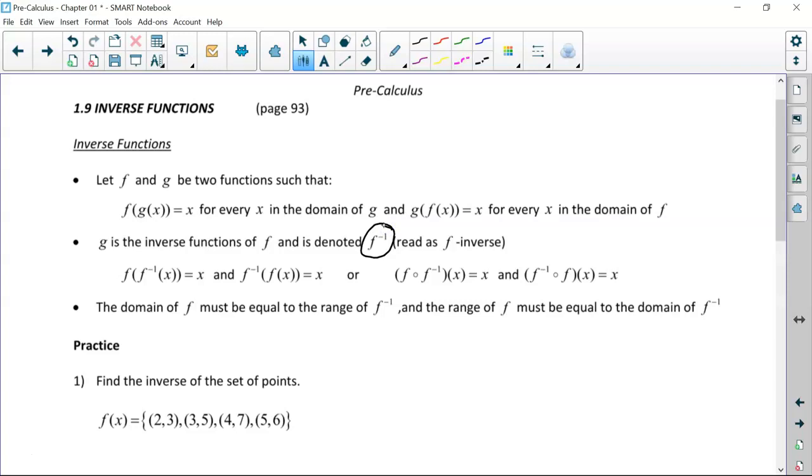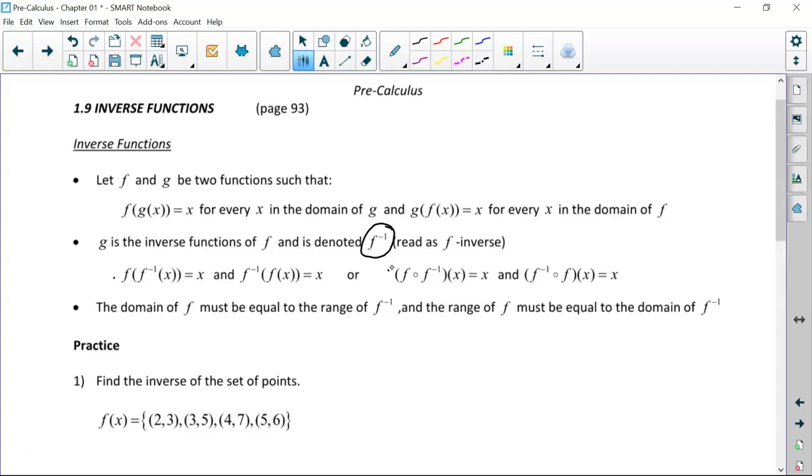So when we're testing to see if functions are inverses, when we use the composite function, for f of g of x, it has to equal x, and for g of f of x, it has to equal x. And it's the same for inverse functions. F of f inverse of x has to equal x, and f inverse of f of x has to equal x. I have an old notation and new notation. So what we're doing is that the domain of f must be equal to the range of f inverse, and the range of f must be equal to the domain of f inverse.